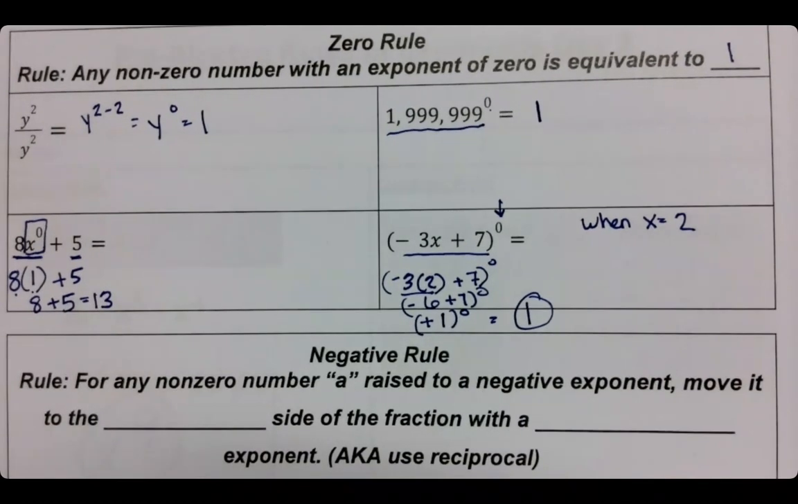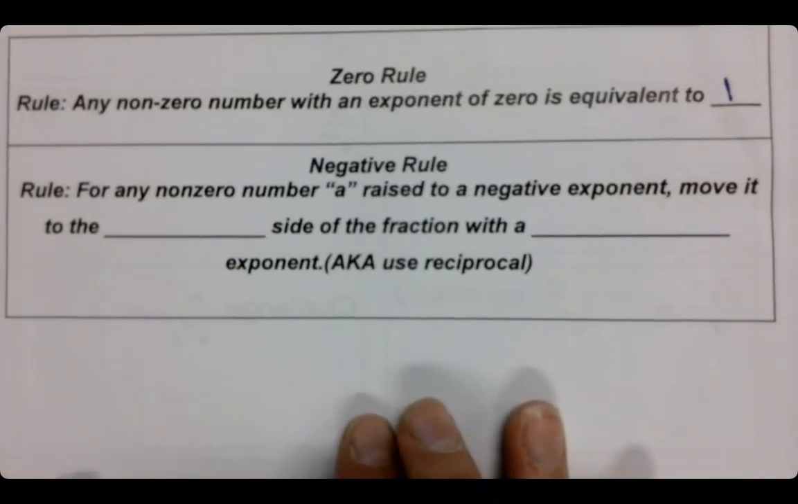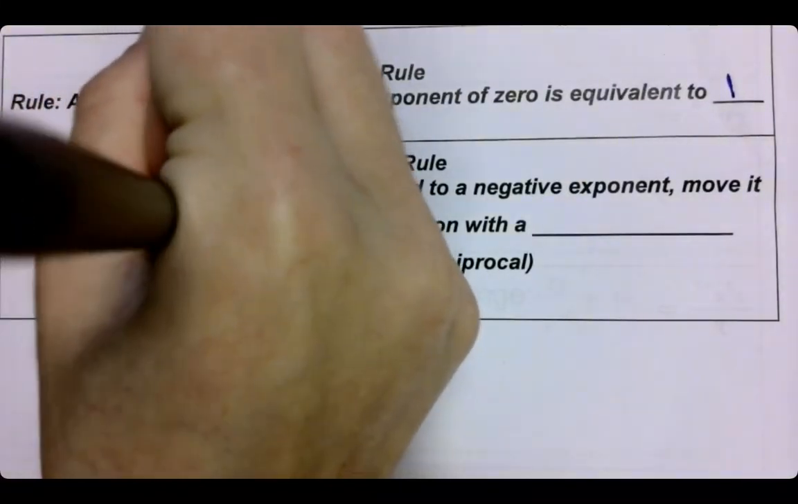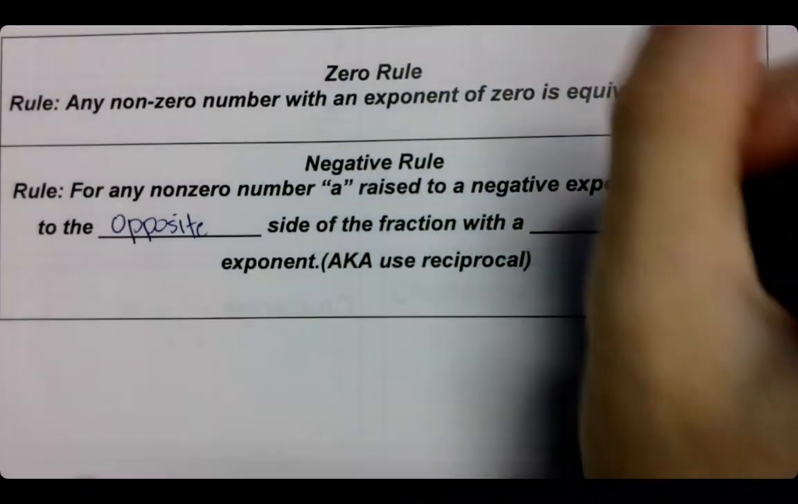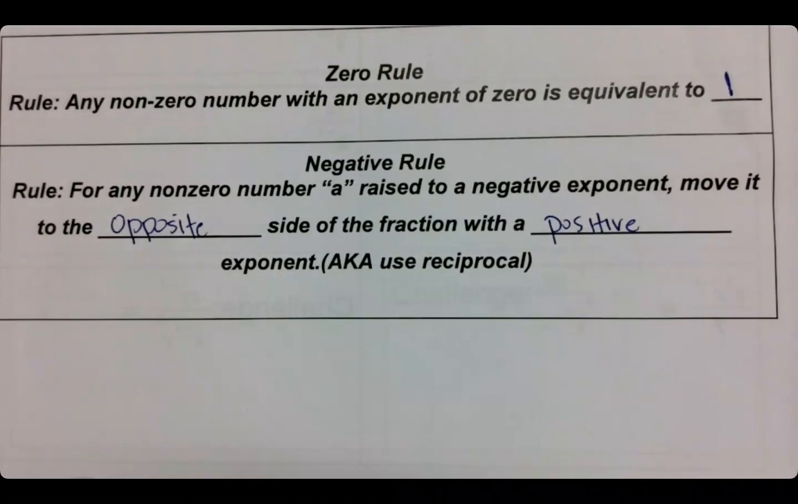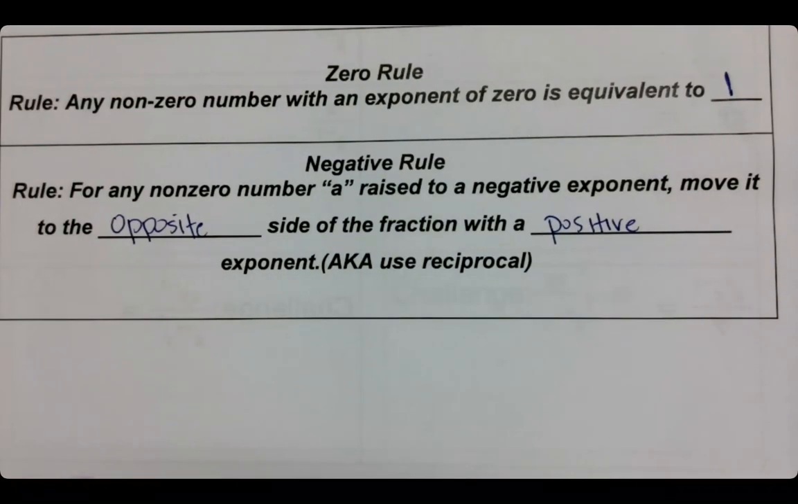Okay? Now, moving on to our negative exponents. This is where it's going to get a little bit crazy. For any non-zero number a raised to a negative exponent, move it to the opposite side of the fraction with a positive exponent. Also known as the reciprocal.